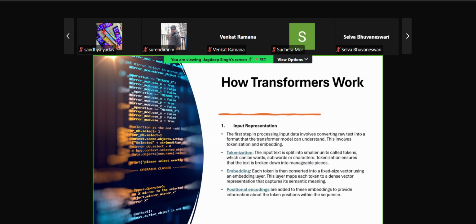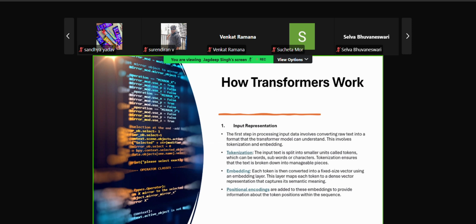Tokenization ensures the text is broken down into manageable pieces. We cannot break the word or character in such a form that is not manageable. So ensure that the text is broken in such a manner that the piece is manageable. Next is the embedding, right?